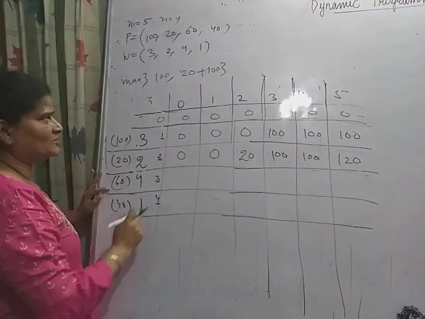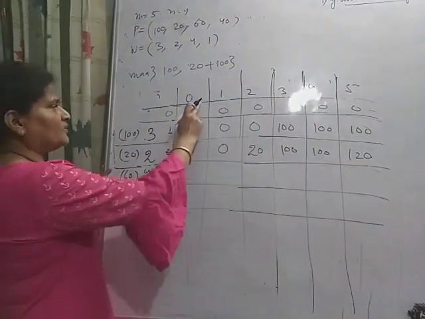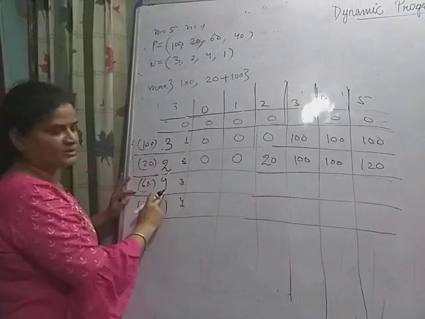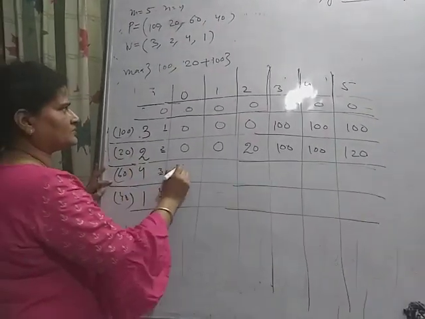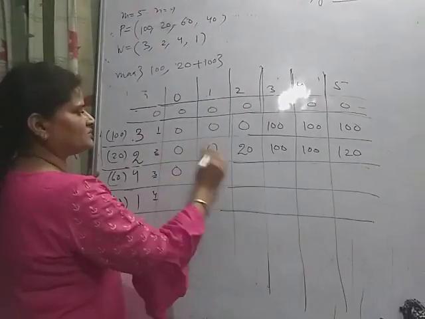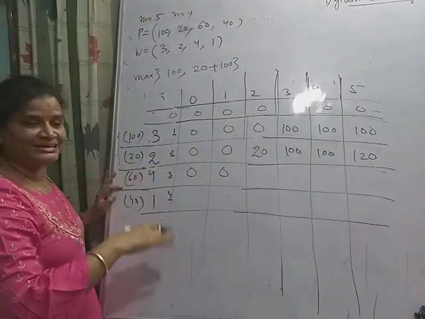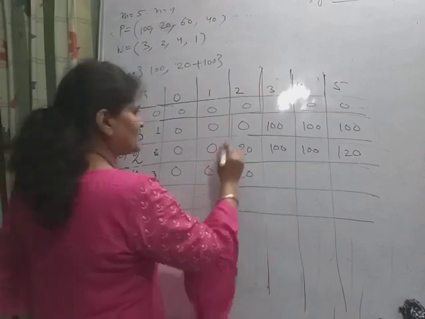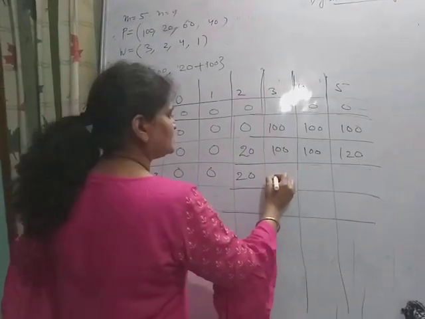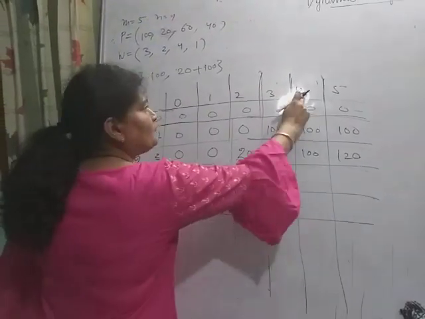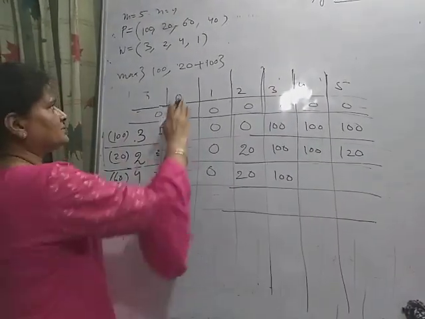Now come to this row. So 0 is the capacity, 4 cannot be included. This weight cannot be included. 1, this cannot be included. Here, if it is excluded, then the previous entry is to be copied. 20 and this is 100. 3. Now 4.